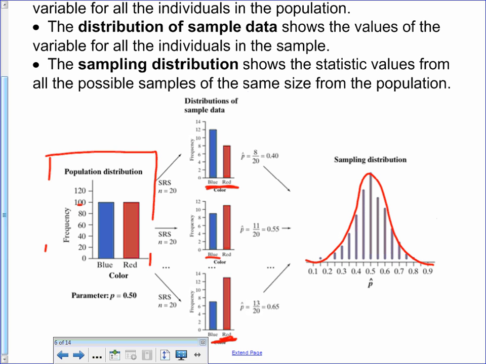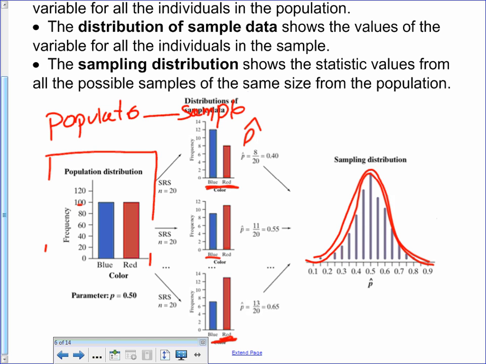And so we have three levels. You have a population. From that population, you take a sample, and I get a value for p hat. And then I do that again and again and again. And that would be your sampling distribution. That would be the distribution of all the possible samples.